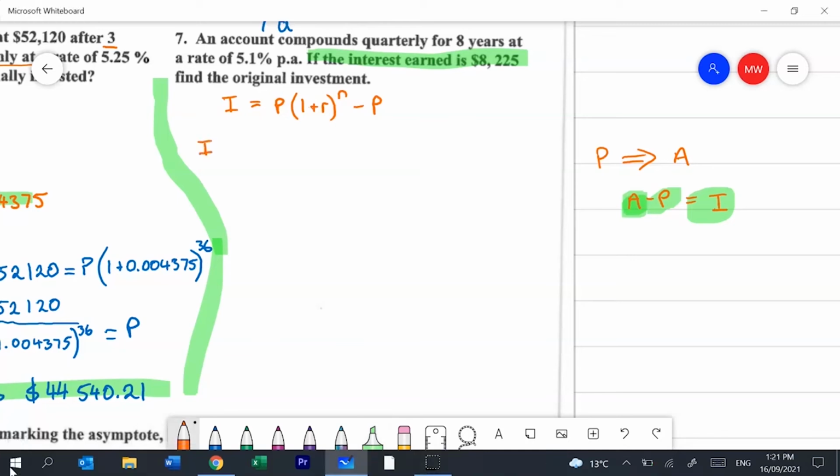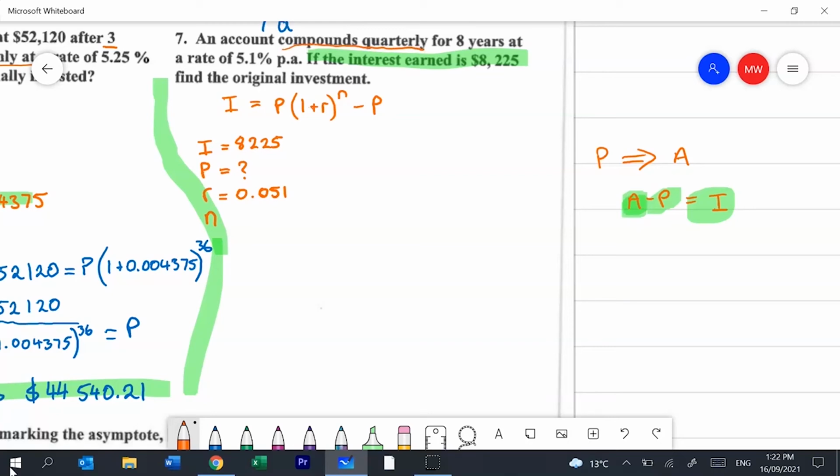So I've got I, P, R, and N. My interest, I know, was 8,225. My principal is what I'm trying to find because it's asking for the original investment, and that is the principal. My rate, I'm going to have to modify because it's in percentage form, so I want that as a decimal. And I'm going to go back and check the question because although it is for 8 years, it compounds quarterly, and it does that over 8 years.